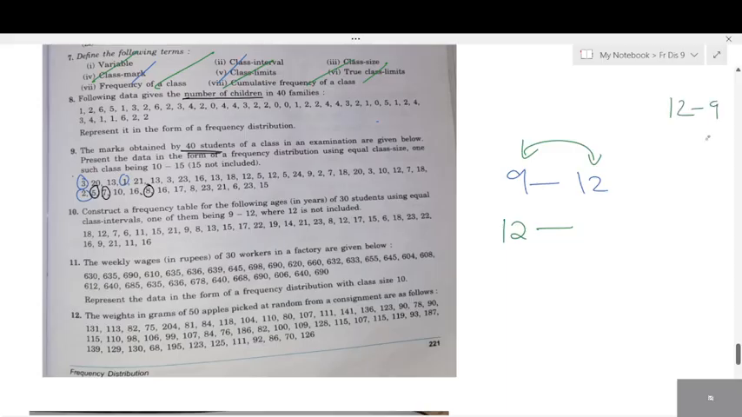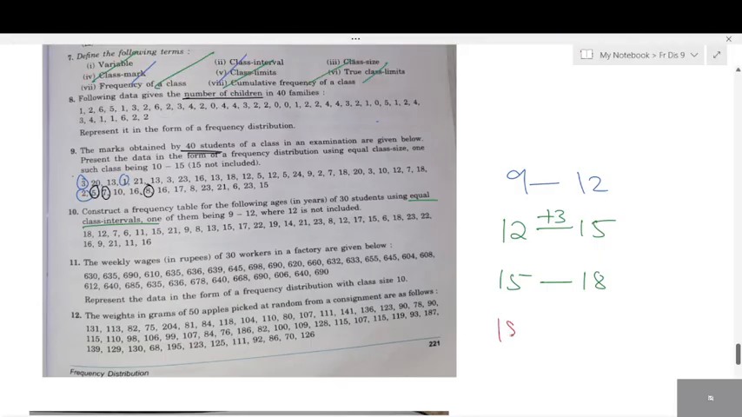Now tell me the difference between 12 and 9. What is 12 minus 9? 12 minus 9 is 3. Add 3 to this. 12 plus 3 is 15. Right, 15. What is 15 plus 3? Yeah, this is what they have mentioned. Equal class interval. So this is the class interval.